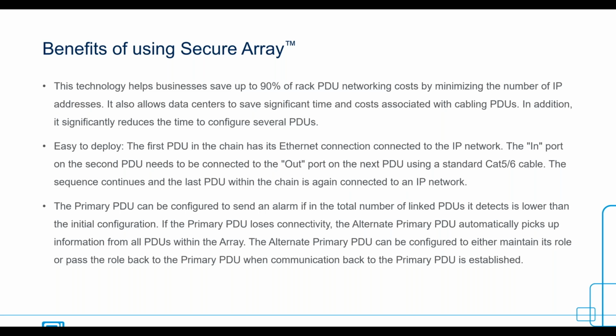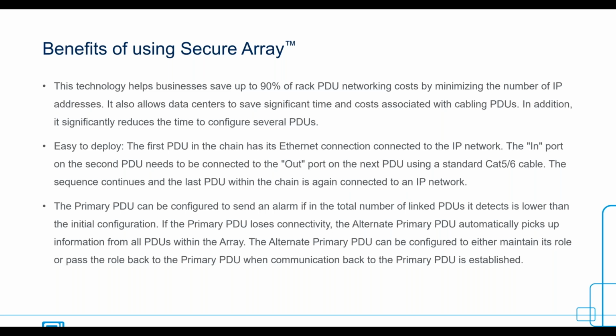The first PDU in the chain has its Ethernet connection connected to the IP network. The in port on the second PDU needs to be connected to the out port on the next PDU using the standard Cat5/6 cable. The sequence continues, and the last PDU within that chain is again connected to an IP network. The primary PDU can be configured to send an alarm if, in the total number of linked PDUs, it detects that it's lower than the initial configuration.